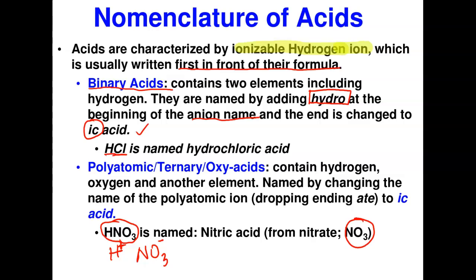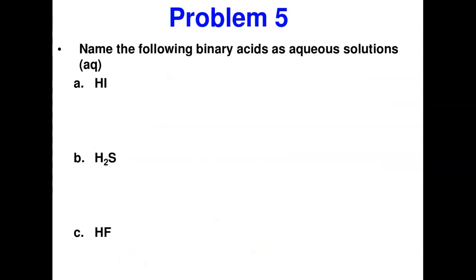So we're going to name this one. This is nitrate, so we're going to drop the ATE and put IC. So the name of this is nitric acid. We're going to practice this in the next few pages.